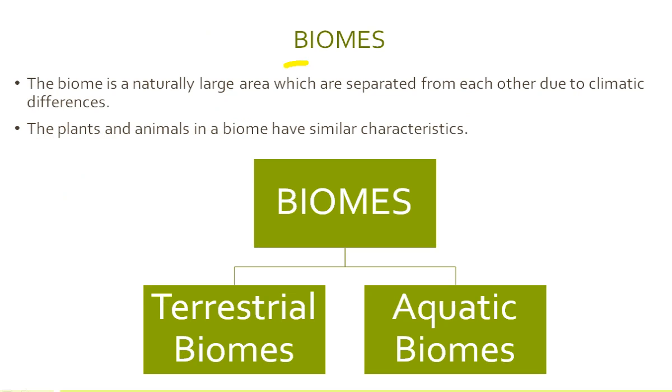Now let us see what are biomes. So ecosystem makes up the biome, right? A biome is a naturally large area which are separated from each other due to climatic differences, and the plants and animals in a biome have similar characteristics, obviously because they are sharing climatic and other similar phenomena. Okay, so biomes can be divided into terrestrial biomes and aquatic biomes.